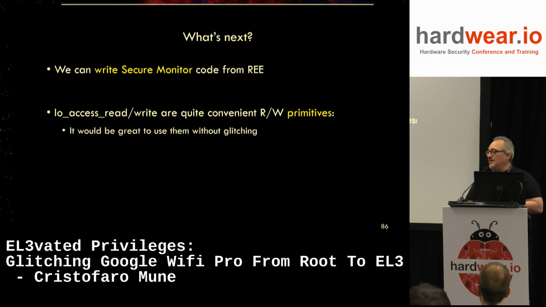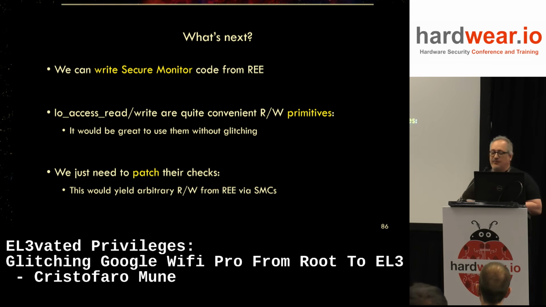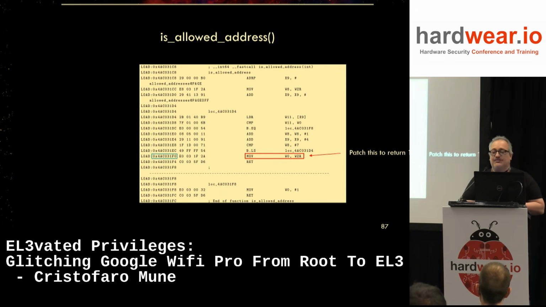And basically, we would like to have a more convenient way of writing and reading, right? So basically, we can patch the code of this read and write in order to remove the protection. We patch it out. The checks are removed, and what we need to patch is the IO allowed address. We patch this to return always 1. So this means that the allowed address says, hey, this is good. This address is always good.